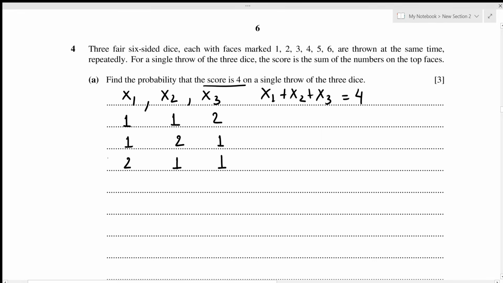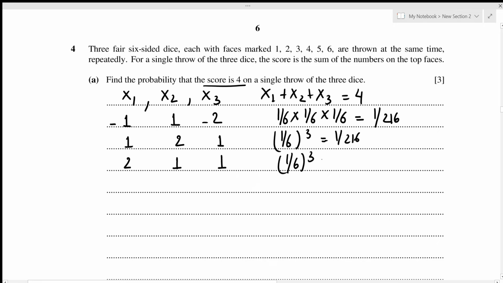Now, since all three dice are fair dice, the probability of 1 is going to be 1 by 6, and the probability of 2 is also going to be 1 by 6. So that's going to be 1 by 6 into 1 by 6 into 1 by 6, which is 1 by 216. Again, that's 1 by 6 cube, which is 1 by 216. And again, that's 1 by 6 cube, going to be 1 by 216.